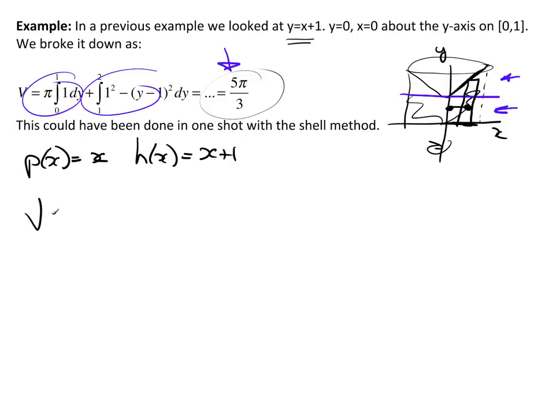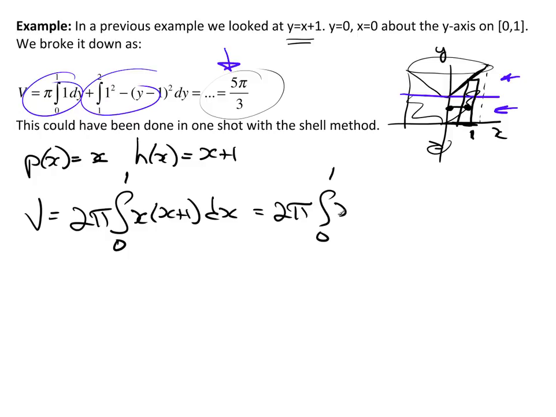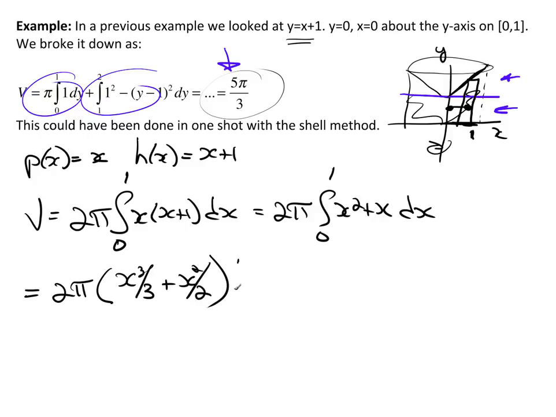So that means that my volume equals 2 pi times the integral from 0 to, this came out to 1, from 0 to 1 of x times x plus 1 dx, which is just going to be 2 pi times the integral from 0 to 1 of x squared plus x dx. So that's going to be 2 pi times x cubed over 3 plus x squared over 2. Evaluate from 0 to 1.